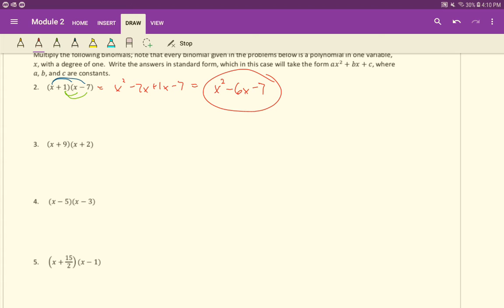Okay, here for the x plus 9, x plus 2, this will be x times 2, so that's going to give us x squared plus 2x, and then the 9 times the x and the 9 times the 2 will give us 9x and 18, which results in x squared plus 11x plus 18.